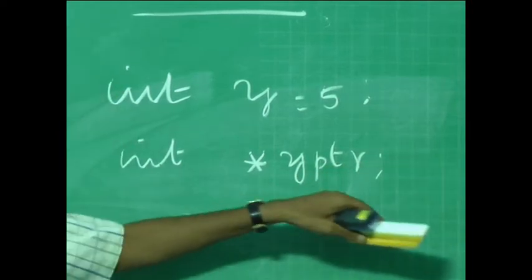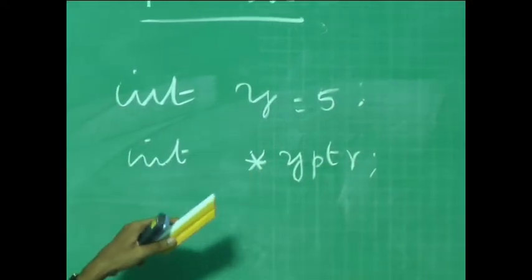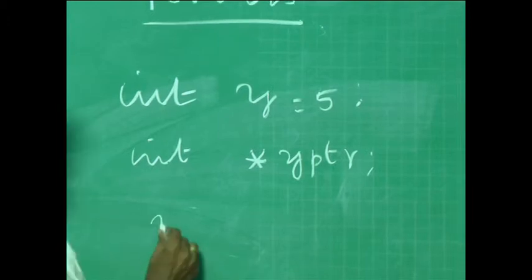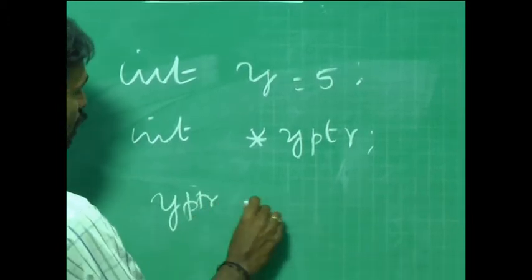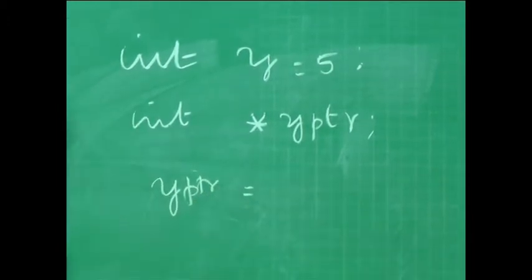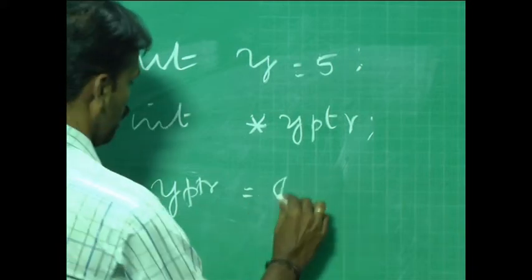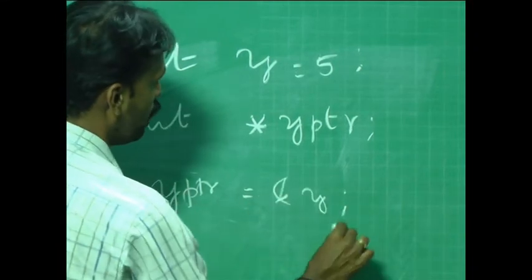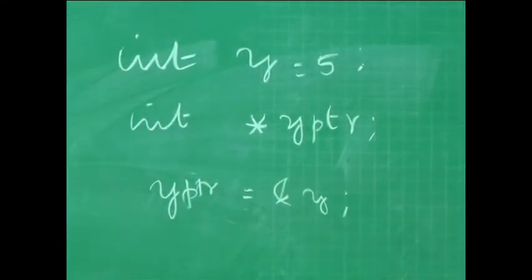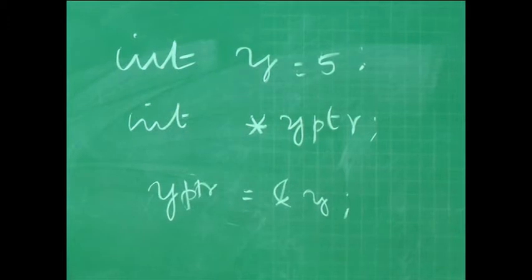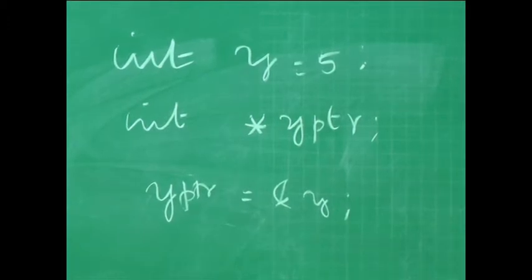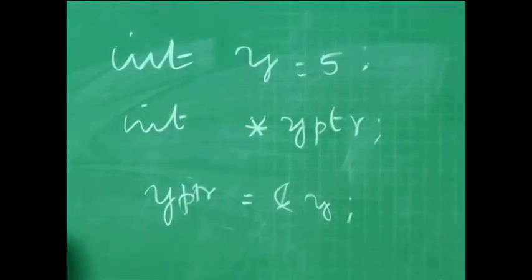Imagine I have just declared a pointer of type integer. Now I would like to assign this pointer a value. So what is the value that I am going to associate with this one? I say that it is the address of y that gets assigned towards this pointer. What does this actually mean? yptr gets the address of y.